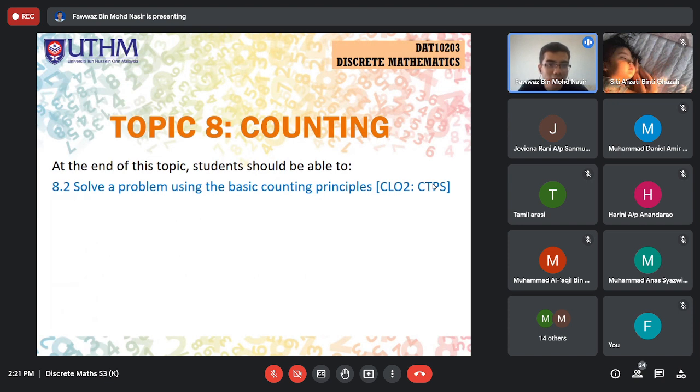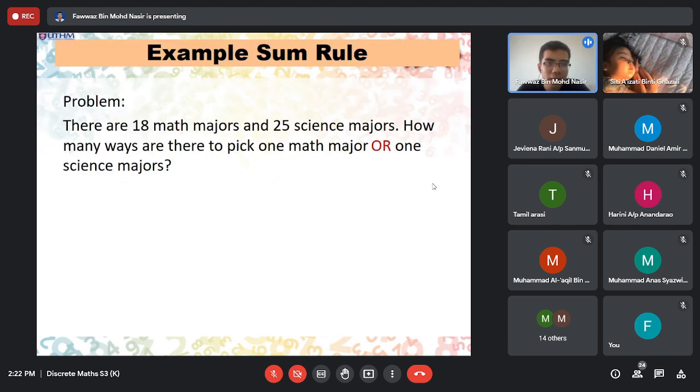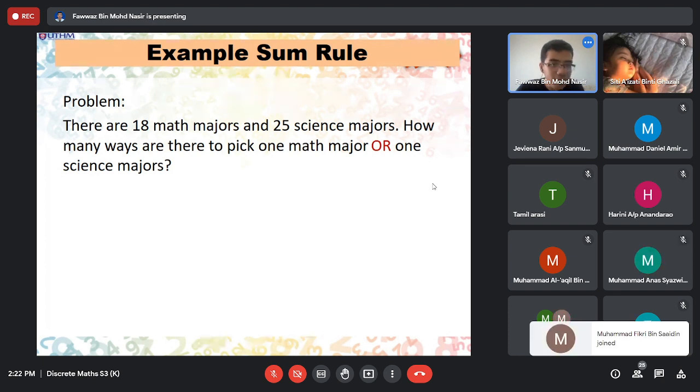Okay, so sekarang kita tengok macam mana nak solve basic counting principle. Okay, menggunakan those two principles tadi, the sum rule and the product rule. Okay, kita tengok the first example dulu. There are 18 math majors and 25 science majors. Okay, how many ways are there to pick one math major or one science major?